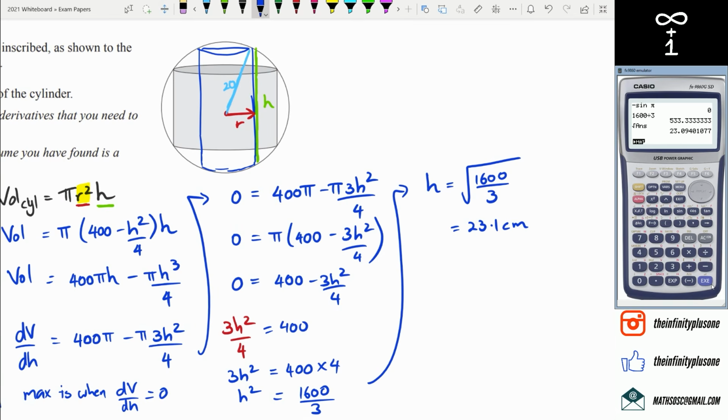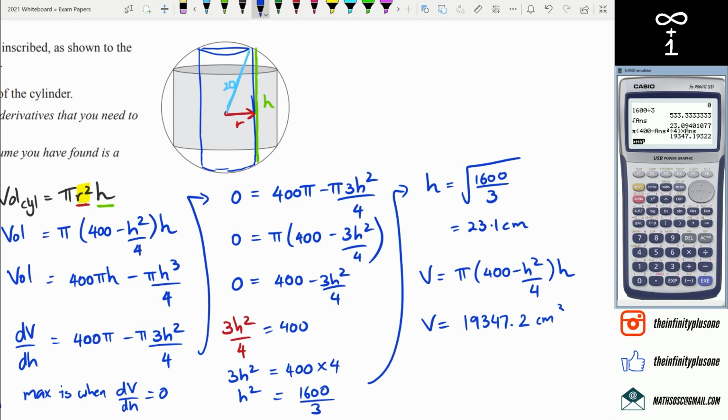Our volume equation, we're going to use the one in terms of h. So that's pi multiplied by 400 minus h squared over 4, multiplied by h. So our maximum volume is equal to, and you notice I've not gotten rid of my answer from the calculator, so I can just do pi times 400 minus answer squared divided by 4 and multiplied by answer again. That gives me 19,347.2 centimeters cubed.